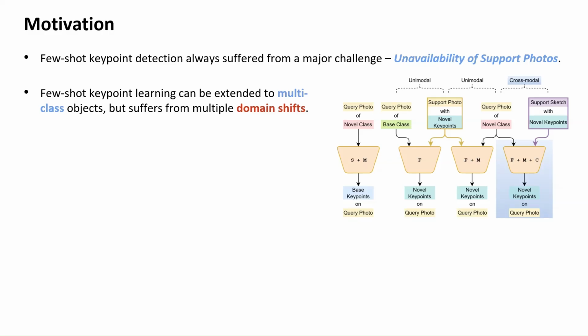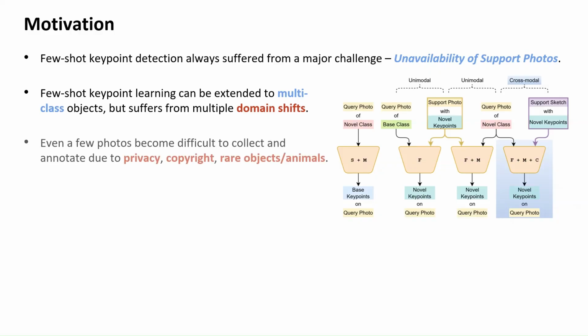Like their supervised counterpart, few-shot key point learning can be extended to multi-class images beyond just different key points on the same class of objects. However, this adds another layer of challenge due to the class-level domain gap between training and test data. On the other hand, collecting even a few photos becomes a daunting task due to privacy, copyright, or in case of rare objects or animal species.